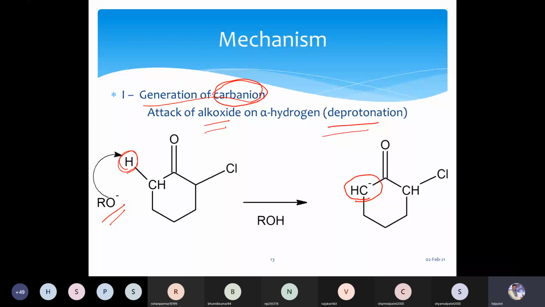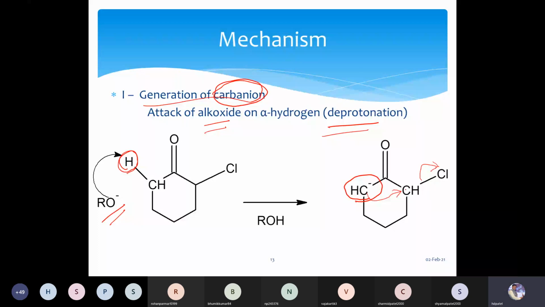How have we generated the carbanion? By attack of RO minus, by attack of a nucleophile on the hydrogen, which is eliminated as H plus, so we now have a carbanion. Now this carbanion acts as a strong nucleophile, because it has a negative charge and a lone pair of electrons. So it will attack on the carbon where halogen is attached, because halogen has a tendency to pull electrons. When halogen pulls electrons, this carbon becomes positive, and as a result a new bond formation will take place.